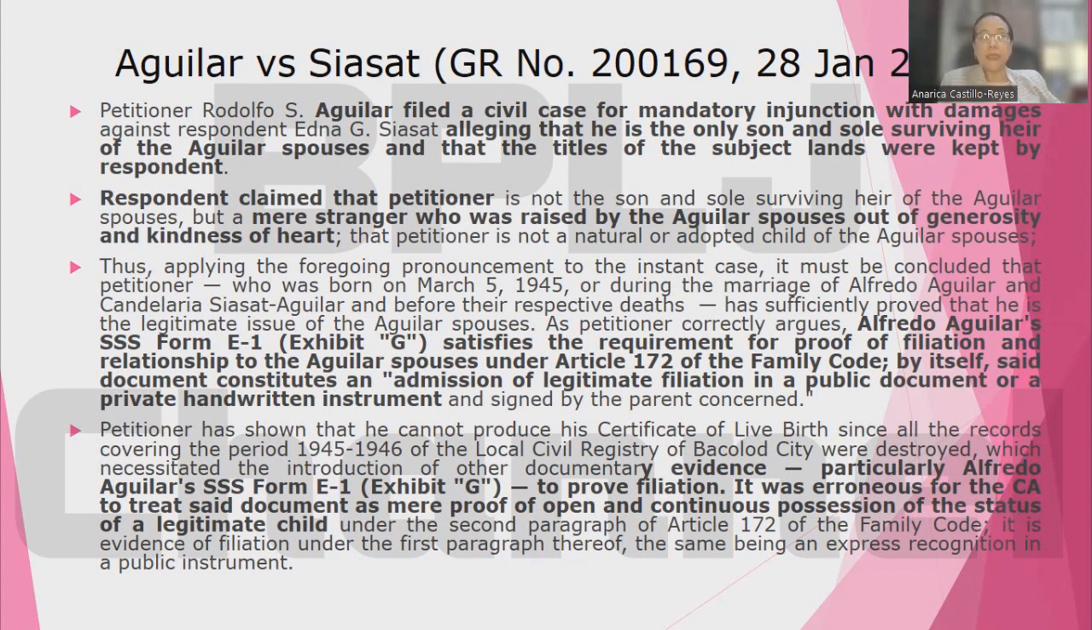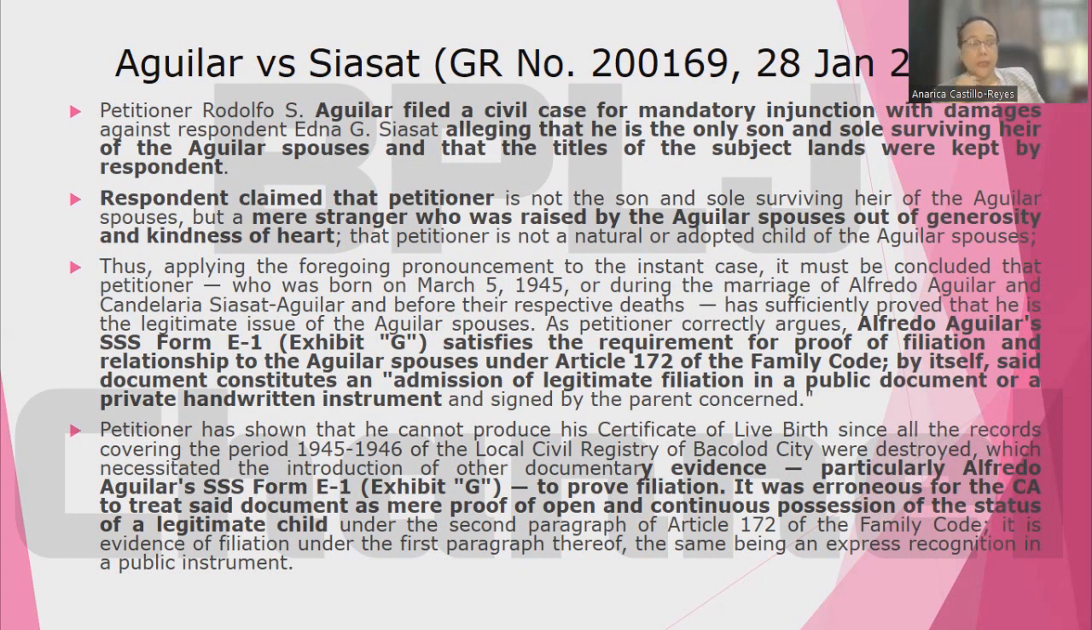Okay? Alfredo's SSS Form E1 satisfies the requirement for proof of filiation and relationship to the Aguilar spouses under Article 172. Said document constitutes an admission of legitimate filiation in a public document. Remember that with respect to the SSS form, it states the beneficiary, and the relationship is required to be filled up. So when he puts there, Alfredo Aguilar, son, then that is an admission in a public document. So it is primary evidence of filiation. Okay, so it may be brought during the lifetime of the child and even when the putative parent has already died. Okay?